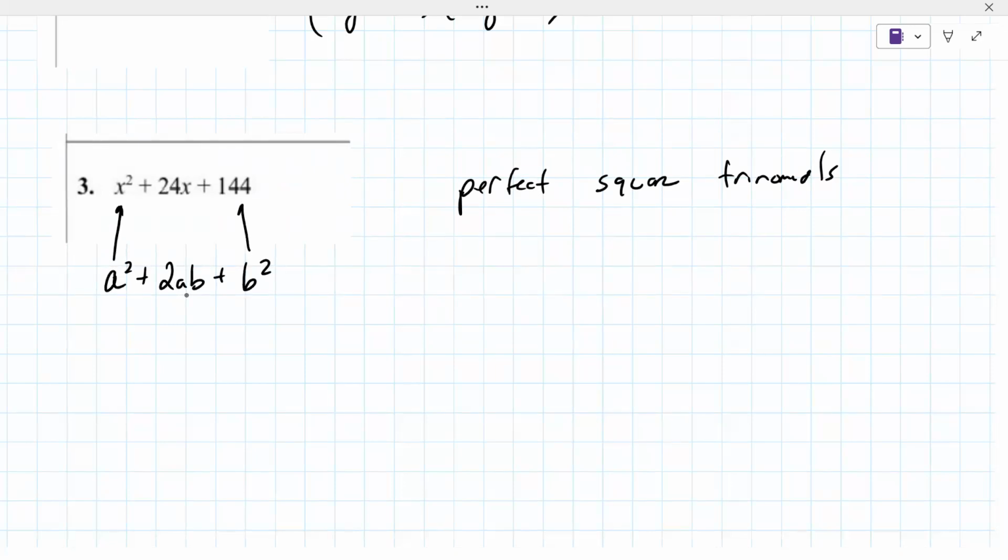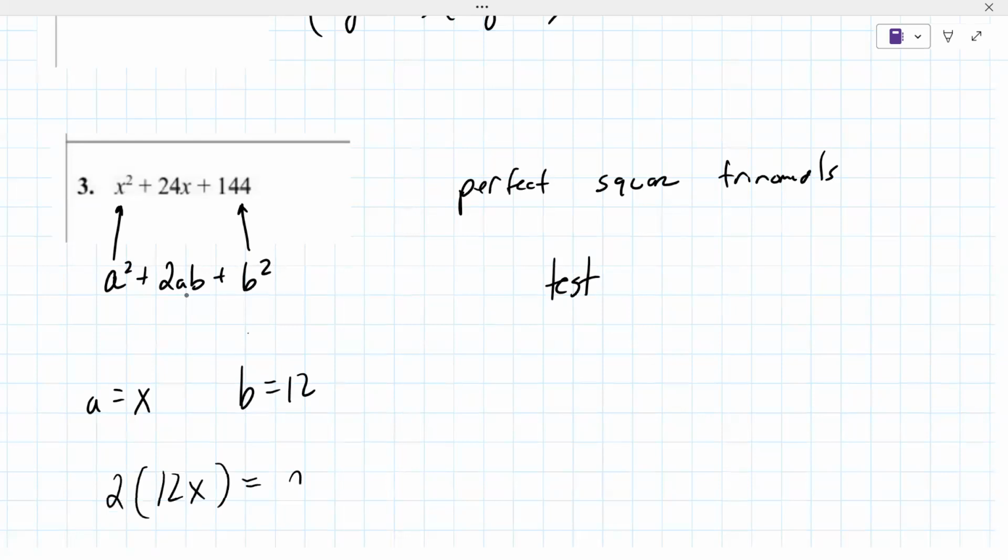So it's kind of like the last one. You have to figure out what it is that you're squaring. The number's the easiest. What's the square root of 144? 12. So B is 12 and A is that. Does that make sense? Okay. Then you have to test this. It's not a guarantee, but you multiply A and B together and then you double it. Do you get the middle term?